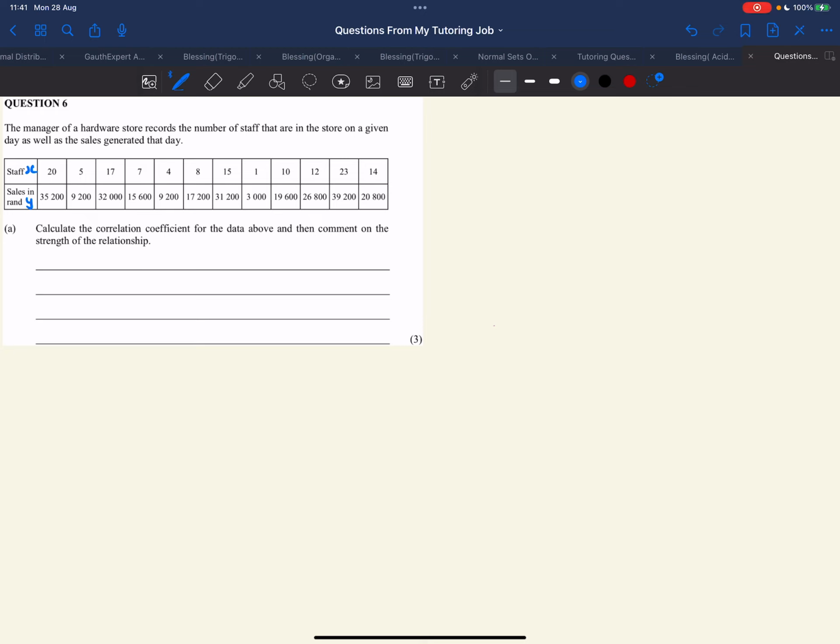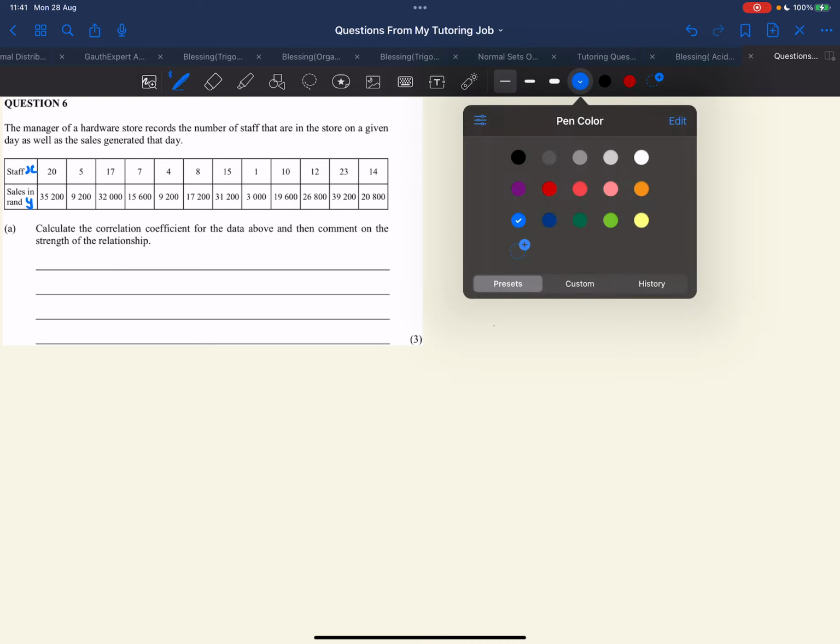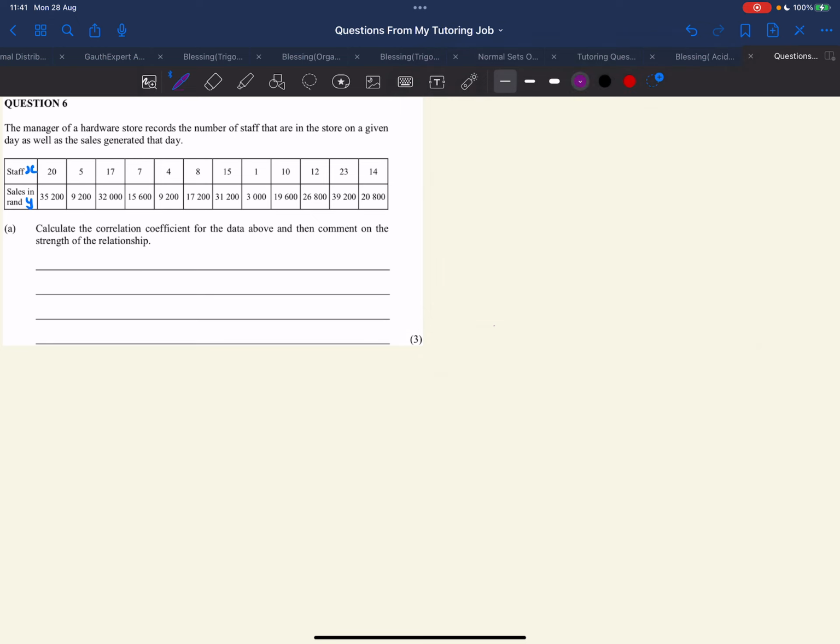Now in question A, they say calculate the correlation coefficient for the data above and then comment on the strength of the relationship. Now, what I need you to look at for this is the rule that you need to remember when you deal with the relationship of a correlation. That rule I'm going to say right now.